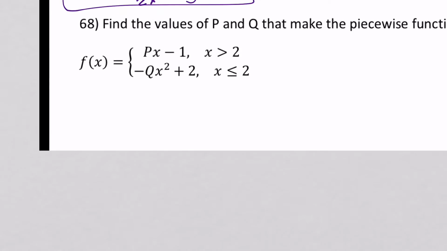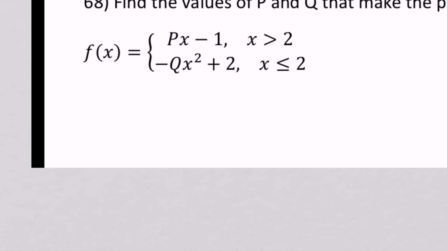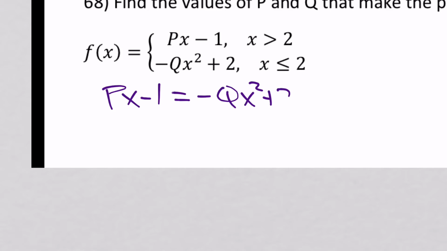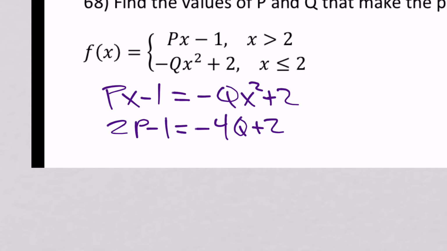So if it is differentiable, it means two things are happening. It means the function is continuous. So to force this function to be continuous, we need to set px minus 1 equal to negative qx squared plus 2 when x equals 2. So we get 2p minus 1 equals 2 squared is 4, so negative 4q plus 2. Let's leave that for now. Let's go to our second equation.